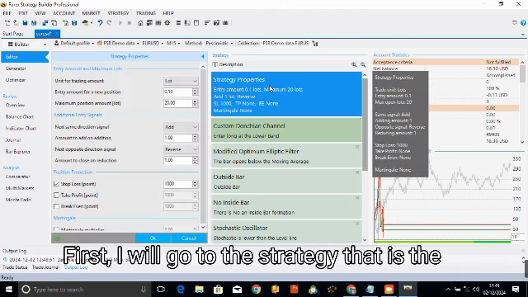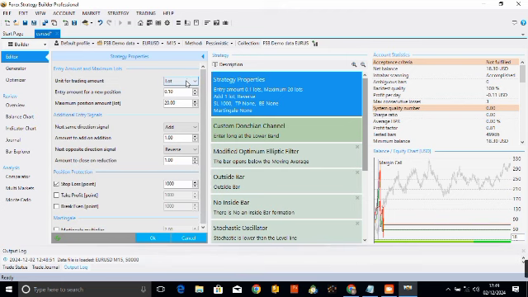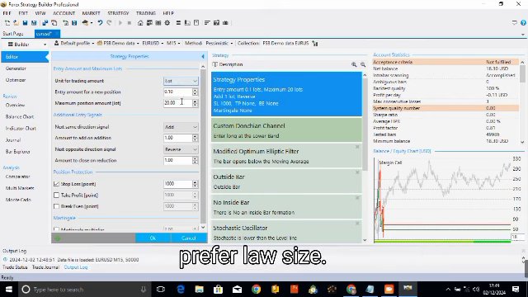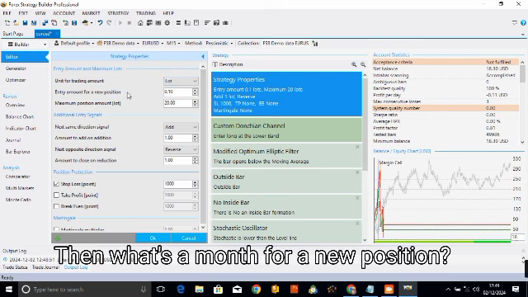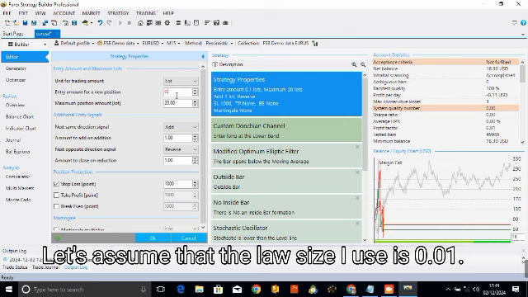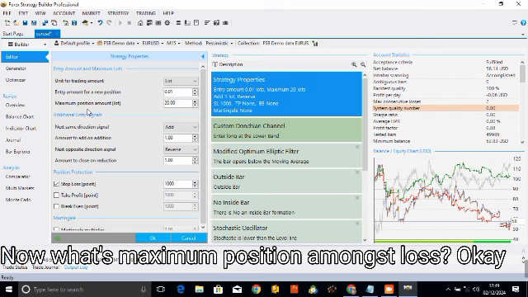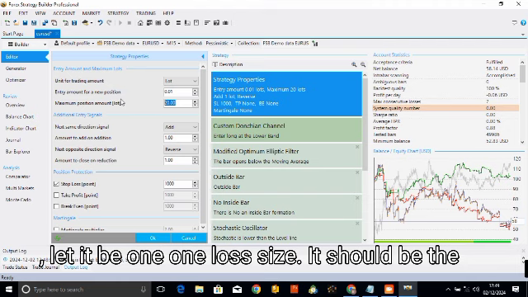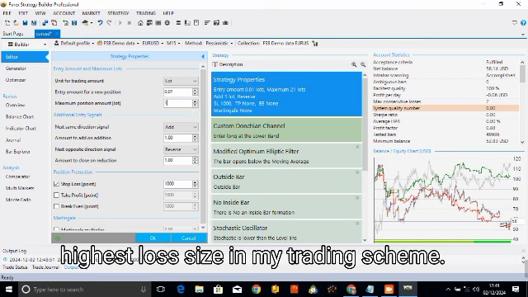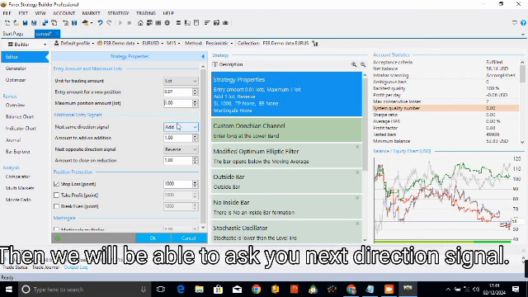First, I will go to the strategy, that's the risk management here. I would like it to use a lot size. I can equally ask it to use percentage, but I'll prefer lot size. Then what's the amount for a new position? What is the lot size? Let's assume that the lot size I use is 0.01. Now, the maximum position amount loss. Okay, let one loss size be the highest loss size in my trading scheme. Then it will ask you next for the direction signal.